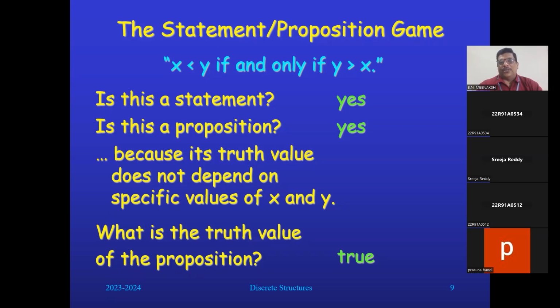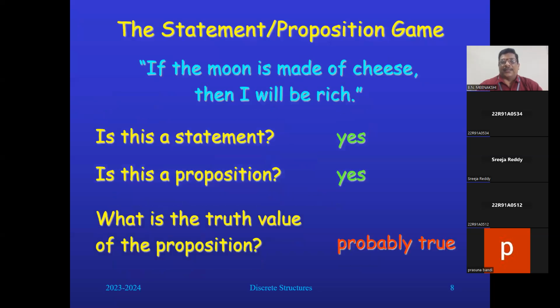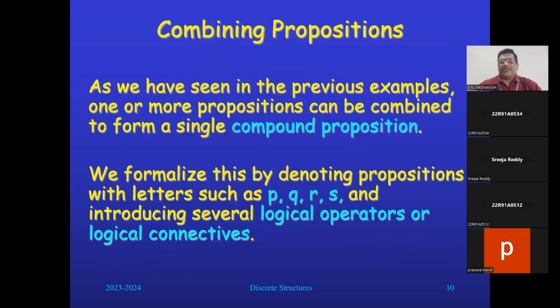Here we have two propositions: first we find out whether x is less than y, and next whether y is greater than x. Then there is this one: if the moon is made of cheese, then I will be rich. This is also a statement and a proposition. What is its truth value? This proposition is probably true. So what is a compound proposition? If you have more than one proposition, we call it a compound proposition.